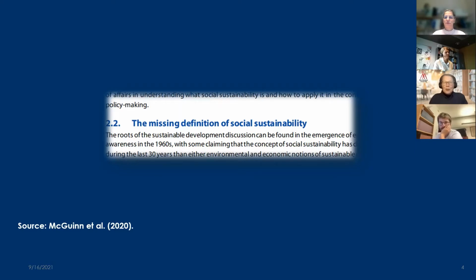This might be true for all of the components of sustainable development, but particularly social sustainability, since the definitions and approaches that people use vary quite a lot from each other and are sometimes contradictory. So people end up even talking about quite different things when they discuss social sustainability.